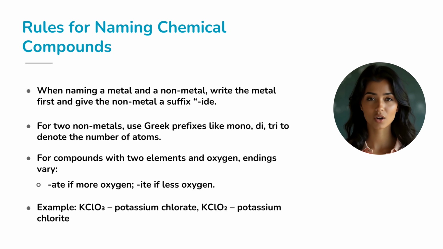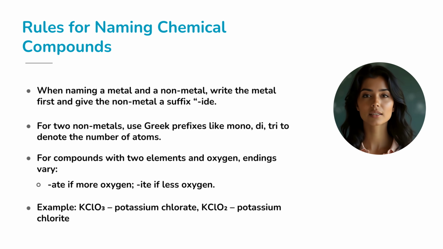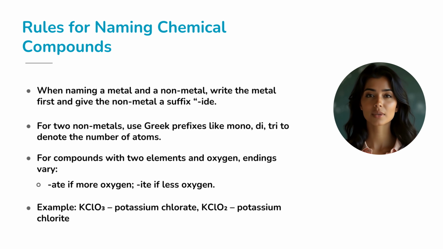Now that we know how to write the formulas, let's look at how compounds are named. First rule: when combining a metal and a nonmetal, the metal is named first and the nonmetal is given the suffix IDE. Example: potassium plus iodine gives potassium iodide. Formula KI, written as K on the left, I on the right.